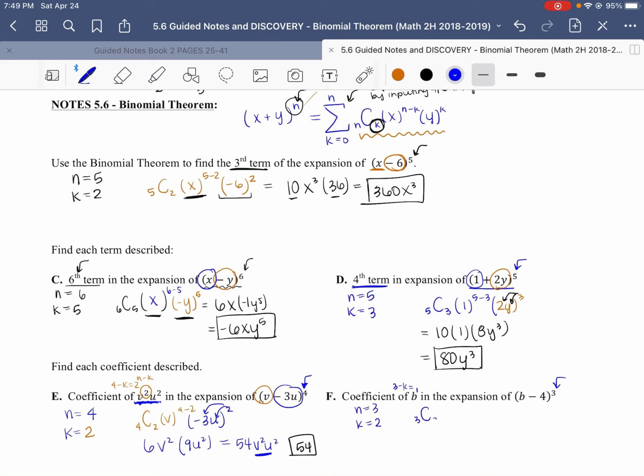So again, we set it up, 3 choose 2. And we take the first part of this binomial, b to the n minus k power, so 3 minus 2. We take the second part of the binomial, and we raise it to the k power, just 2. So this is going to be 3 choose 2, which is 3. We've got b to the first power, so that's just b. And negative 4 squared is a positive 16. So 3 times 16 is 48. B, that looks great because that's the variable part they wanted us to find. So in this case, the coefficient there is 48.